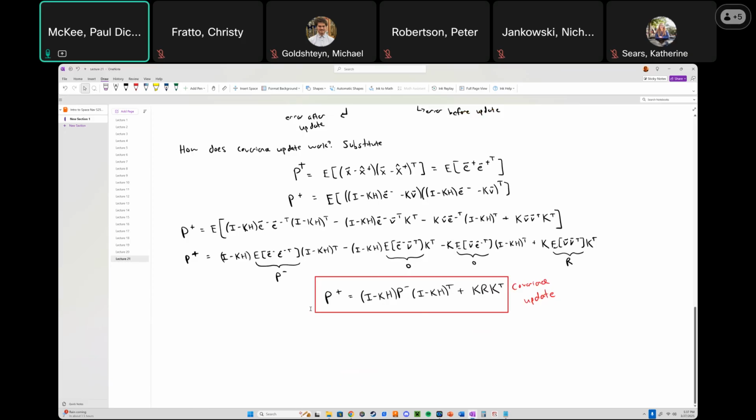Okay. Now, just for your reference, this equation has a name. This is what's called the Joseph form of the covariance update. Which is definitely the one that I prefer. It's more stable, but it is also more computationally expensive.